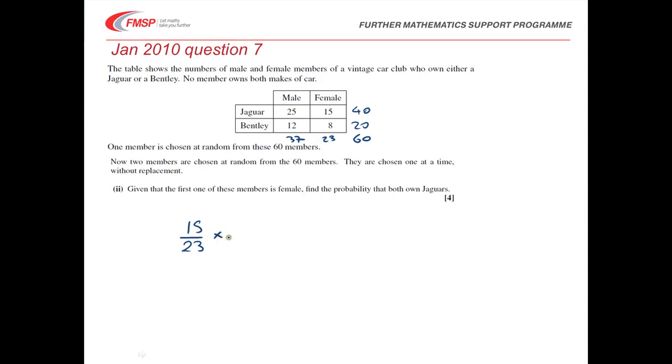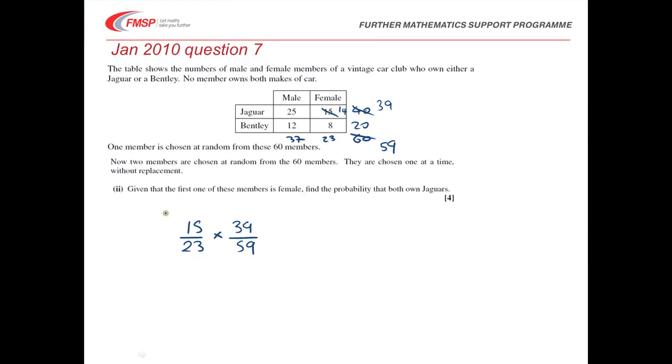The second one, I'm now interested in whether they just own a Jaguar. Well, I've taken 1 person out, so instantly I've now got 59 people. I'm down to 14 females, which gives me 39 in total. So I just want somebody who's now got a Jaguar, so that's going to be 39 out of the remaining 59 have a Jaguar. So that would be all that's required there.